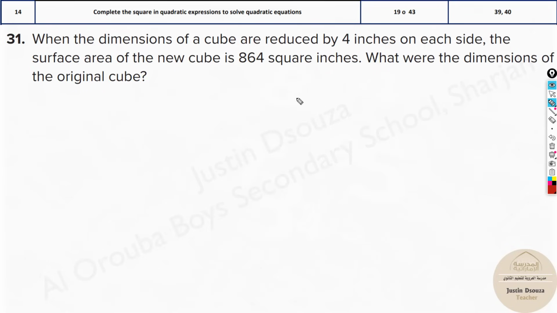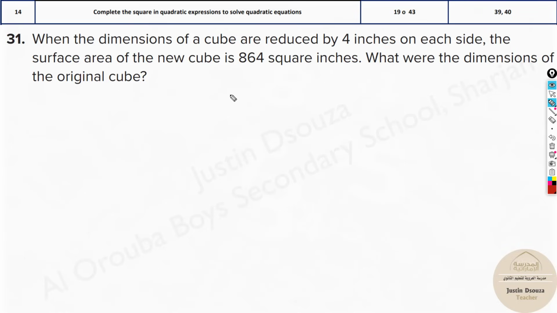What were the dimensions of the original cube? Now look here. They have told there was some original cube with say x dimension, side length. The surface area for that particular cube was 864. Now we have a real world problem. When the dimensions of a cube are reduced by 4 inches on each side, the surface area of the new cube is 864 inches. What were the dimensions of the original cube?